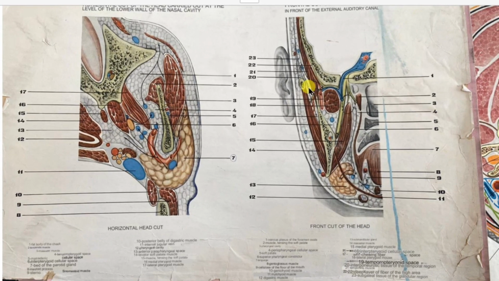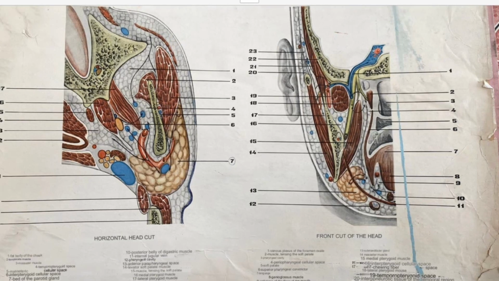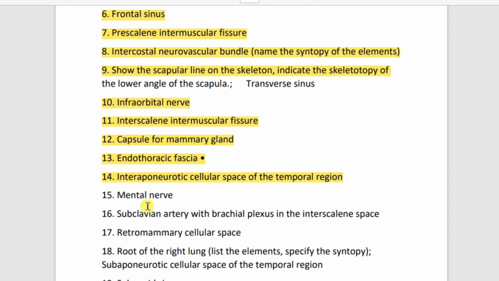So guys, let's see the interaponeurotic cellular tissue. Here you can find it. This is the interaponeurotic cellular tissue just above the zygomatic arch. Okay, so let's see the next structure. What do we have? We have the mental nerve.